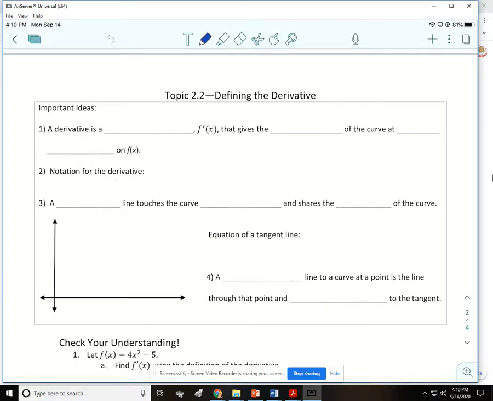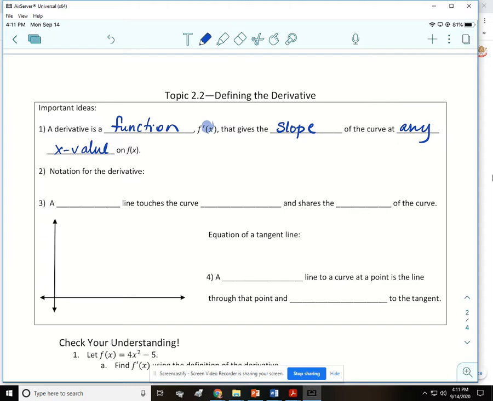Alright, so yesterday we worked on getting a graph of slopes, and today we're going to kind of wrap all that up. So the graph of slopes is basically the graph of the derivative. A derivative is a function, and there's different ways to write it, but a lot of people like to write it with a little prime symbol, f prime of x. That gives the slope of the curve at any x value.